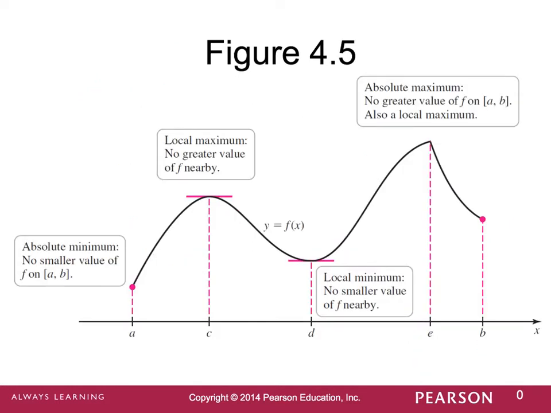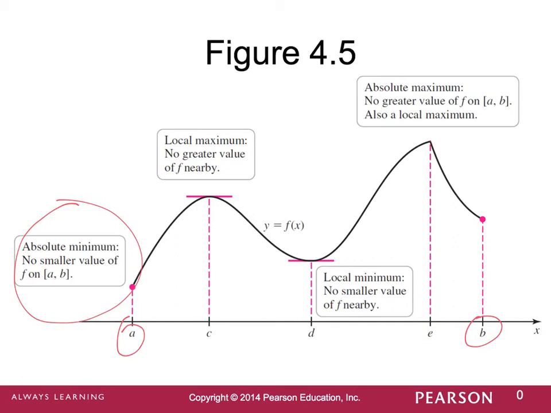Let's look at a function that is continuous and defined on the interval from a to b, and we see that we have several high and low points as we look through this function. And we see that at a we have our lowest low point, and we say that that is the absolute minimum, and there's no smaller value on the interval for f. F is never smaller than at that point.